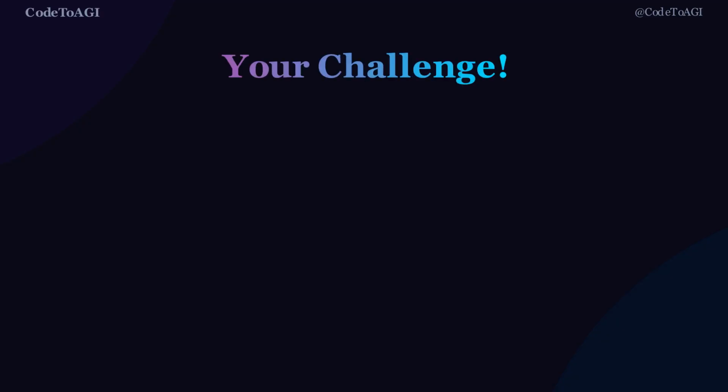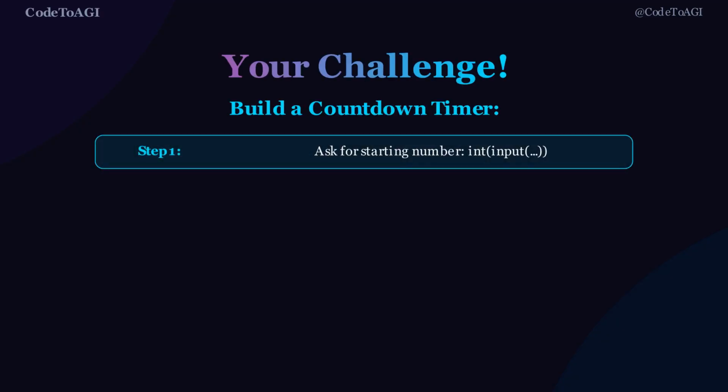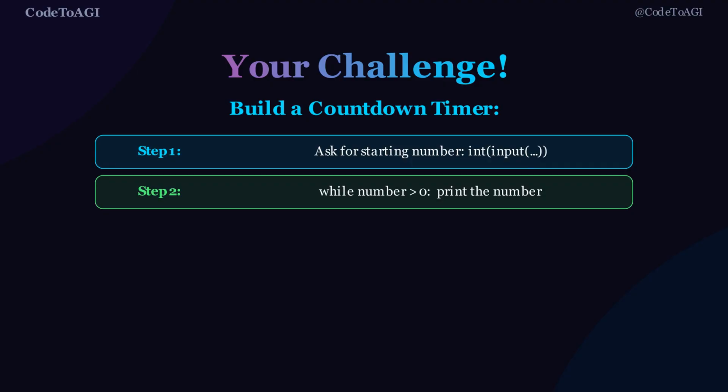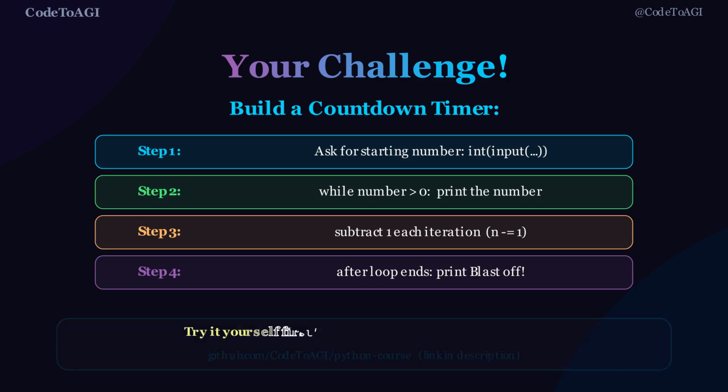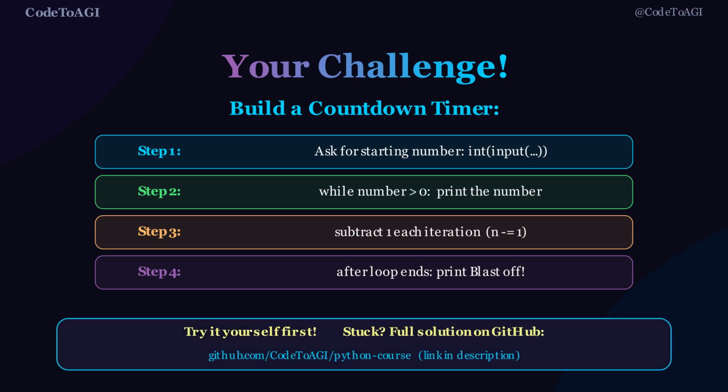Now it is your turn. Your challenge is to build a countdown timer. Step 1. Ask the user for a starting number using input and int. Step 2. Use a while loop that runs while the number is greater than 0. Step 3. Print the current number inside the loop. Step 4. Subtract 1 from the number each iteration. After the loop ends, print blast off. Try it yourself first. Seriously, pause the video and try it now.